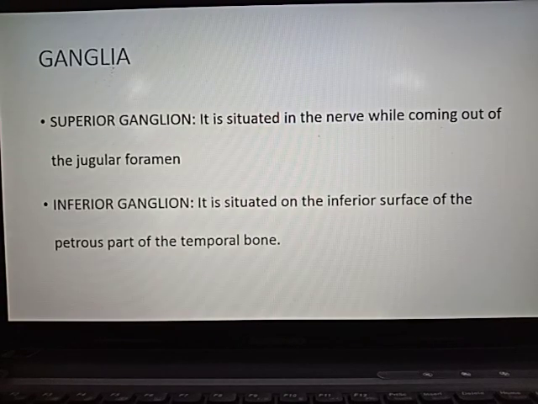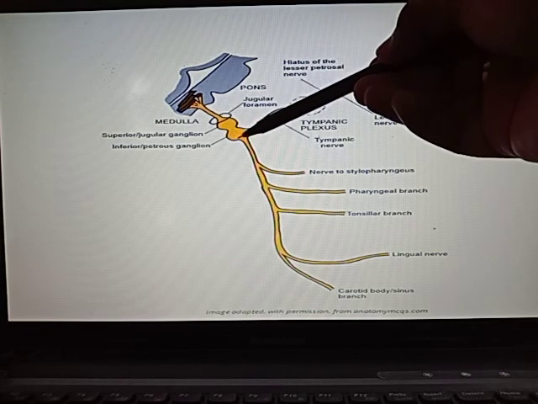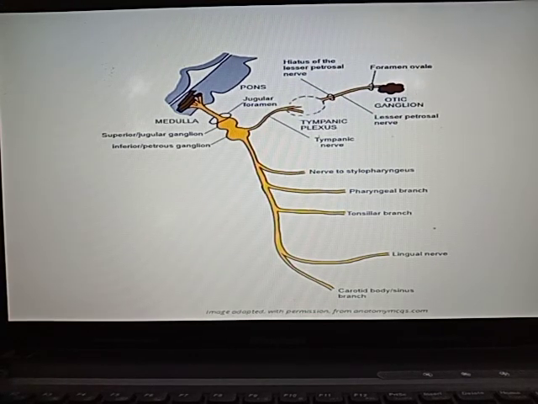Then come to the next slide, the ganglion. There are two ganglia. This is the superior ganglion. It is situated on the nerve while coming out of the jugular foramen, and the inferior ganglion is situated on the inferior surface of the petrous part of the temporal bone. Its peripheral branches carry the taste and general sense from the posterior one-third of the tongue, including the circumvallate papillae, and also the general sense from the pharynx and soft palate. So this is the superior ganglion and this is the inferior ganglion. Okay.